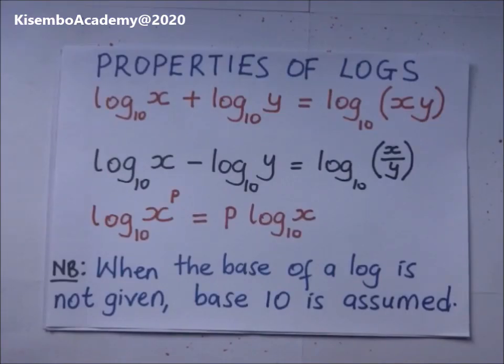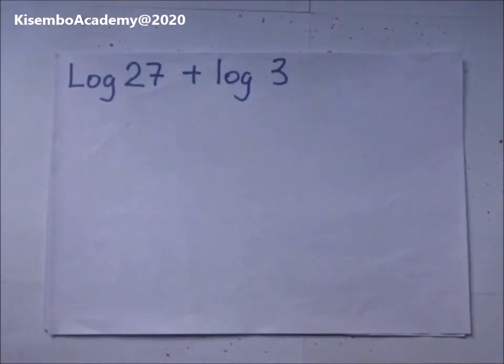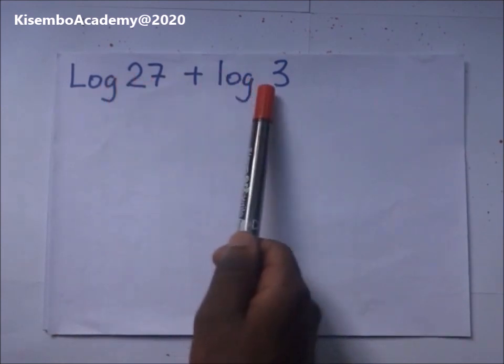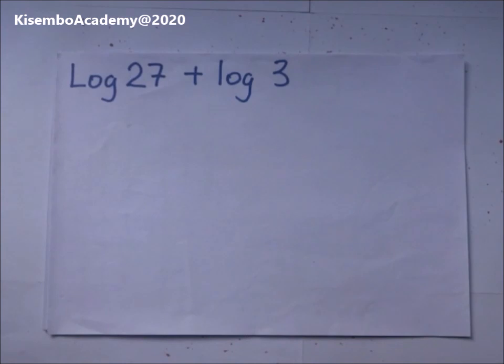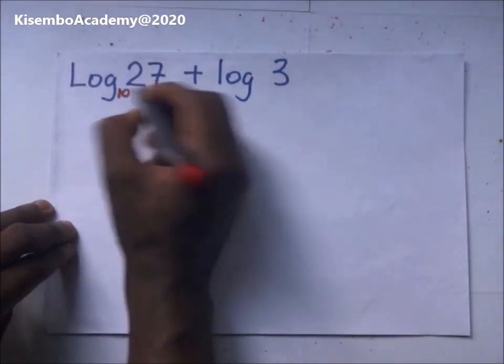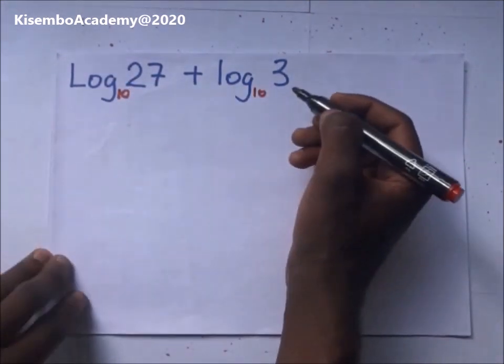In the examples we are going to do, in instances where the base of a logarithm is not given, we assume that the base is 10. In our first worked example, they're telling us to find logarithm of 27 plus logarithm of 3. Now here the base is not given, so it means it is base 10. That is the assumption. So this is 10 and that is 10. So we'll go ahead and work.